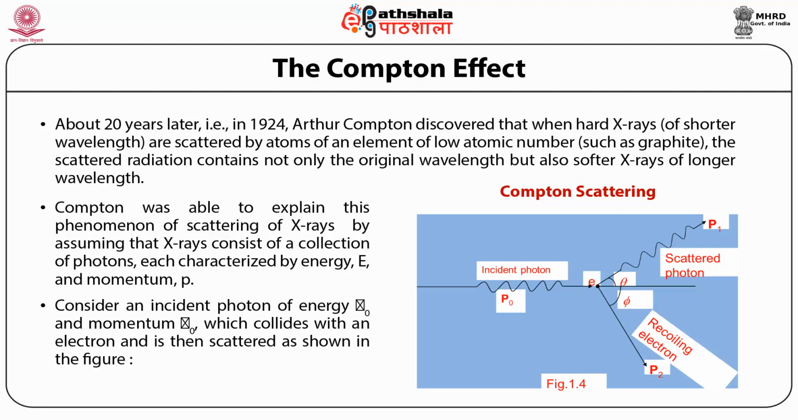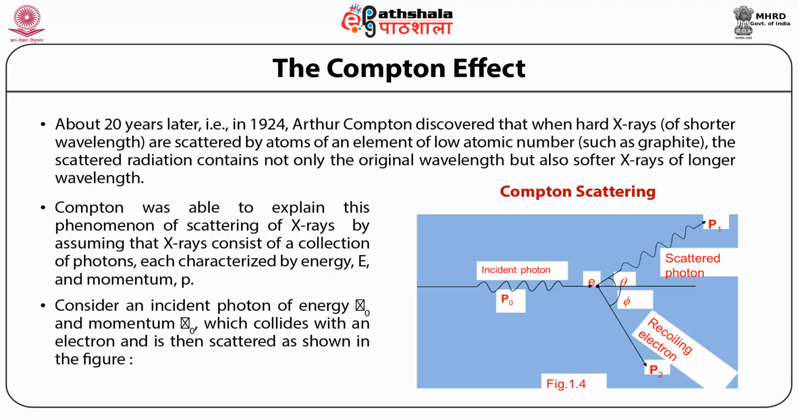Now, the initial and the final momentum of the photons is given by the relation p0 equals E0 by c equals h nu by c equals h by lambda 0, and p1 equals E1 by c equals h nu 1 by c equals h by lambda 1. Applying the law of conservation of momentum, we get p0 equals p1 cos theta plus p2 cos phi, and 0 equals p1 sin theta minus p2 sin phi, or p2 cos phi is p0 minus p1 cos theta, and p2 sin phi equals p1 sin theta.